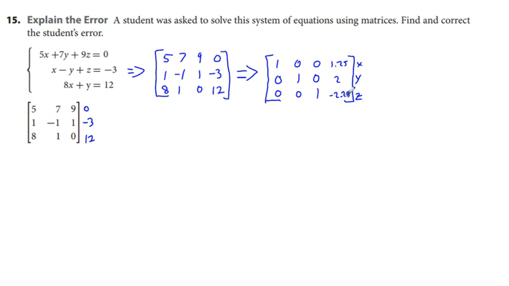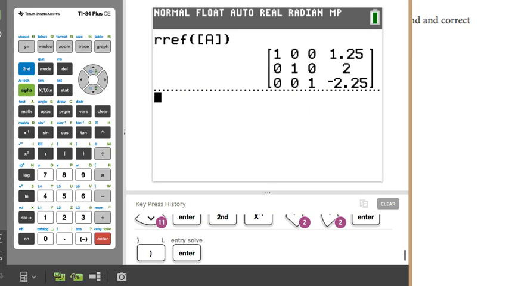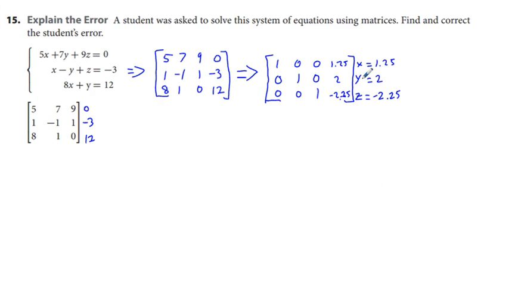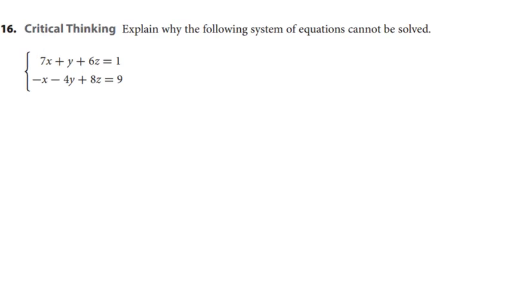So that's just a bonus here, and so x is equal to 1.25, y is equal to 2, and z is equal to negative 2.25. Make sure I got this right. Yeah, that's right. So anyway, that's going to be our answer. And we got this critical thinking, this last one.